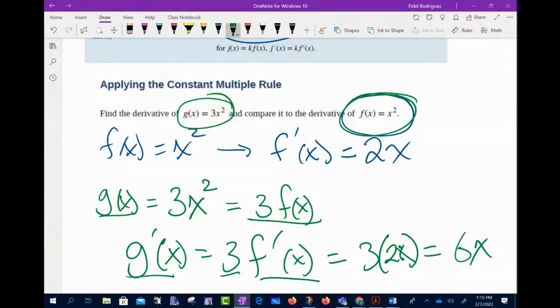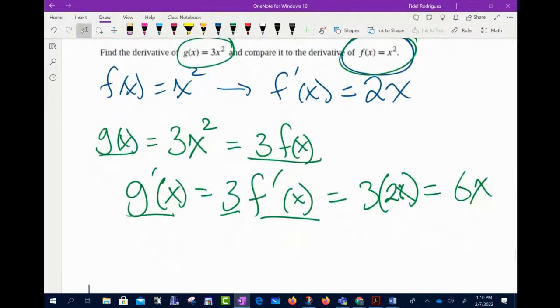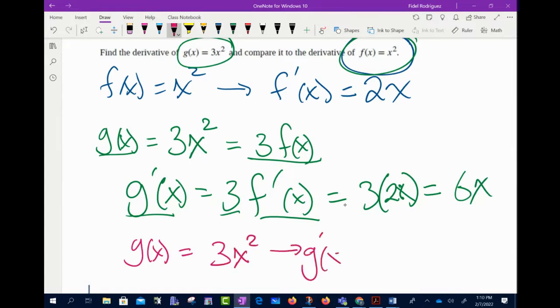That's all the constant rule is telling me, that I can take the derivative of the function and then multiply by whatever constant I have. Okay? But let me ask you a question. Let me do this in a different color. Here we go. Since g of x was equal to 3x squared, right? And we're going to find g prime of x. Remember what we said about the power rule? What do we do with this number?